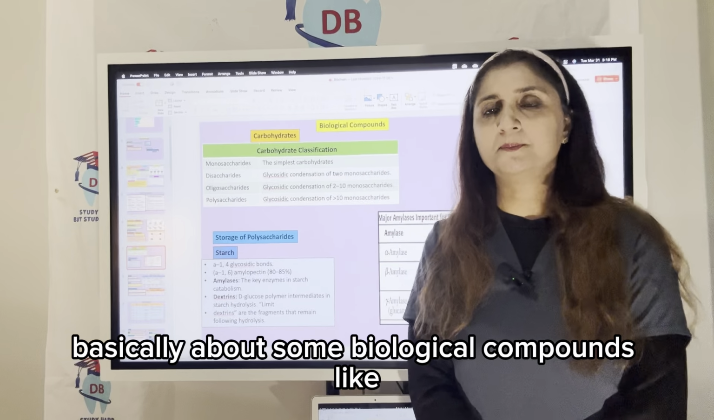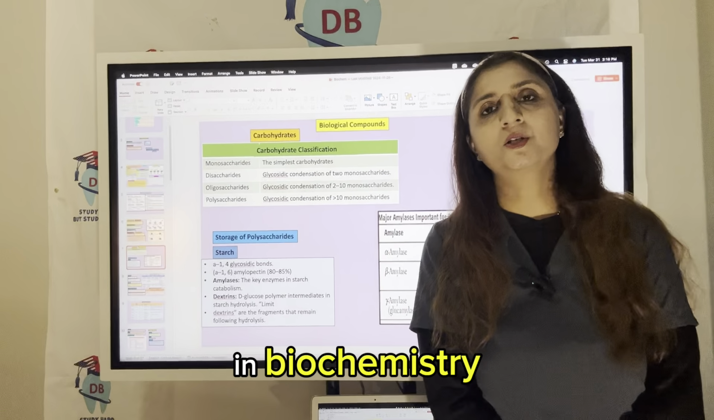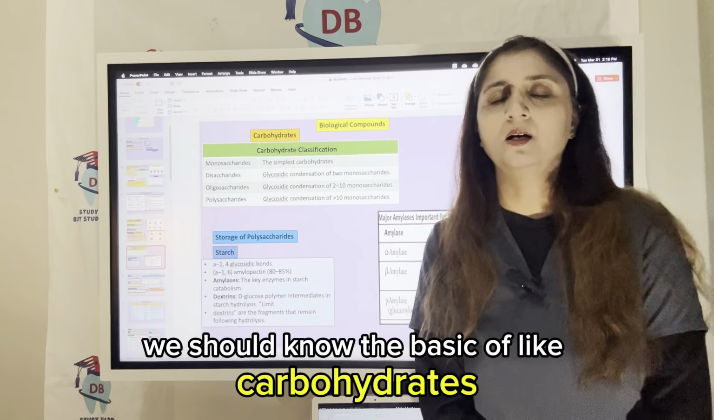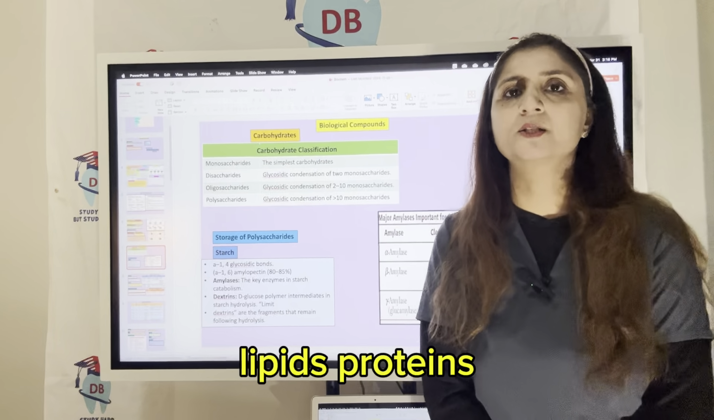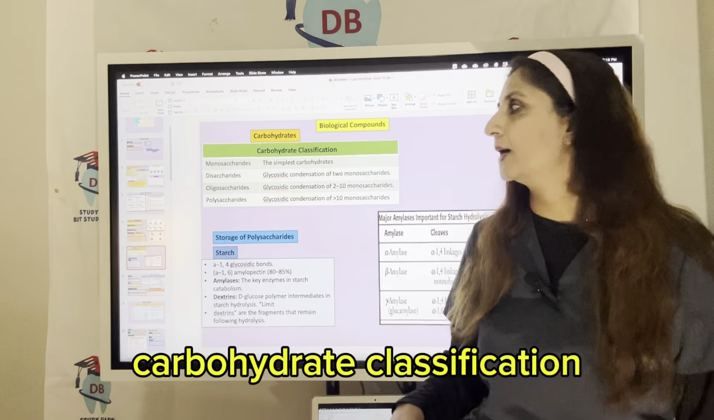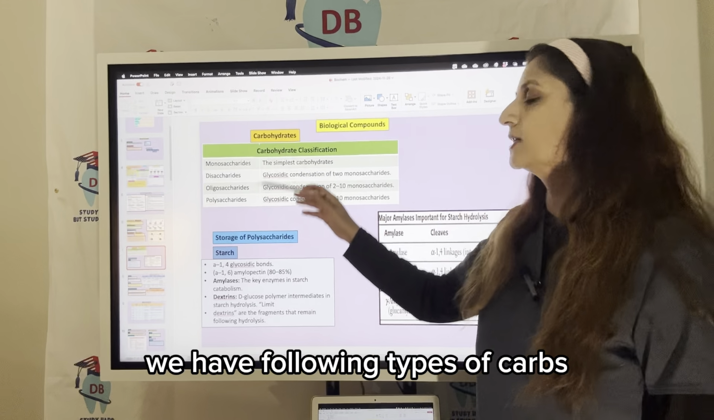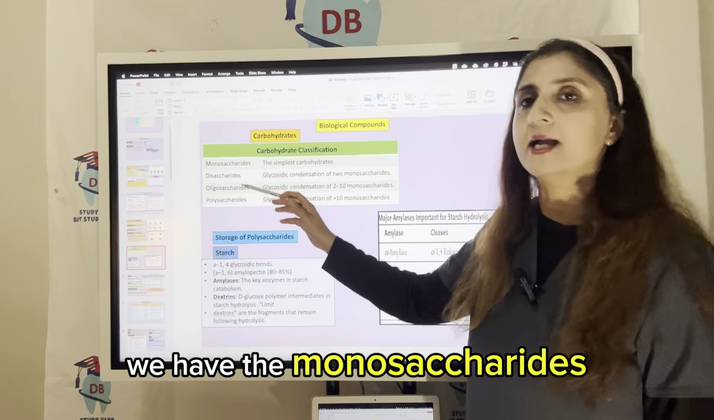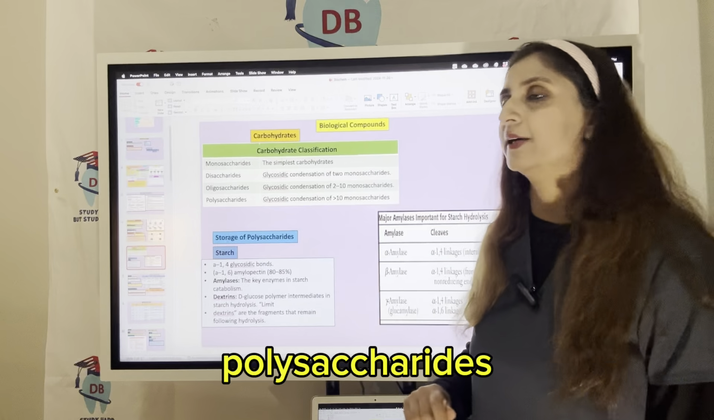About some biological compounds, like in biochemistry we should know the basics of carbohydrates, lipids, proteins. Biological compounds, first of all we see the carbs. Carbohydrate classification, we have the following types of carbs: the monosaccharides, disaccharides, oligosaccharides, polysaccharides.